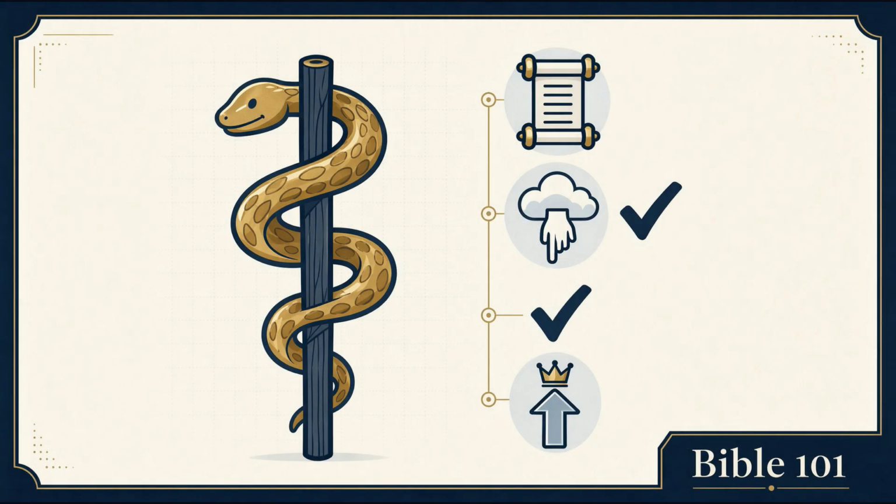Let's test our toolkit on an easy one, the bronze serpent. Was it a real historical event? Yep. Check it out in Numbers 21. Was it divinely designed to point to Jesus? Oh yeah. Jesus himself confirms it in John chapter 3. He literally says, "Just as Moses lifted up the serpent, so the Son of Man must be lifted up." And is the reality of the crucifixion infinitely greater than the shadow of a bronze snake on a pole? Without a doubt. So boom, this is a clear, confirmed type.